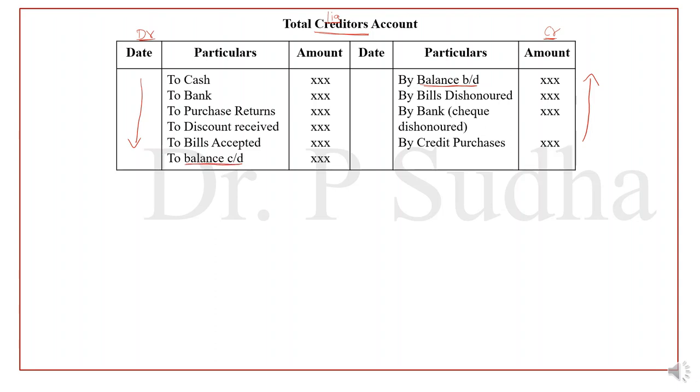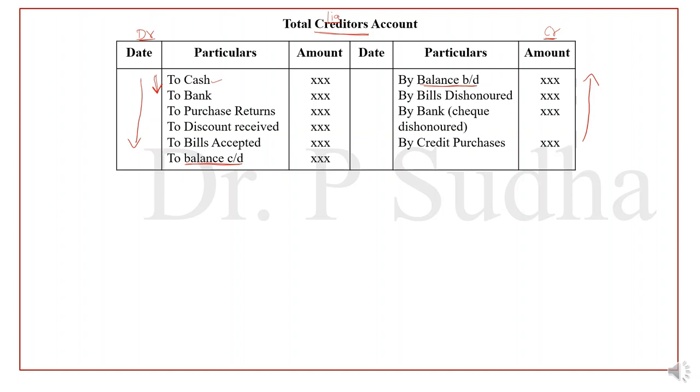Then, cash. Cash means we are paying cash to our creditor. So whenever cash is paid, what happens? The value of liability will get decreased, right? Say I have to pay 50,000 to my creditor. Now I am making a cash payment of 10,000. What happens? My liability comes to 40,000. So this decreases my liability. So I am debiting it to cash.